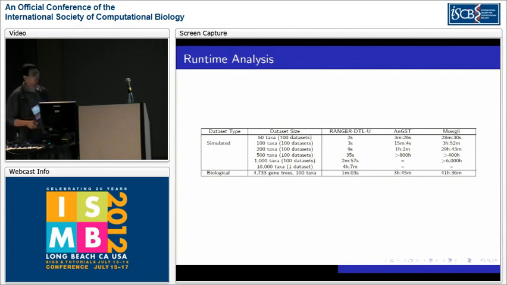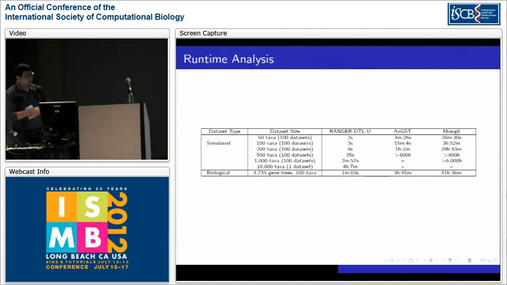All right, so here's the runtime analysis of our software versus some other state-of-the-art software. So our software for the undated version is called Ranger DTLU. Angst and Mowgli are two existing state-of-the-art software that do the same thing. So we created a bunch of simulated data sets with different sizes, 50 taxa, 100, 200, 500, even 10,000, just to see the scalability. So you can see, for 100 taxa, we can analyze 100 data sets of 100 taxa in 3 seconds versus, let's say, almost 4 hours for Mowgli.